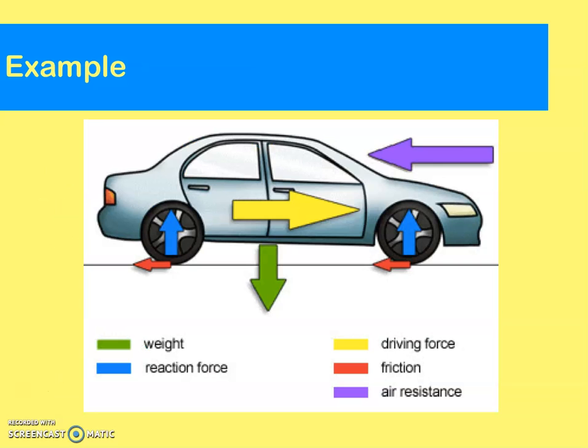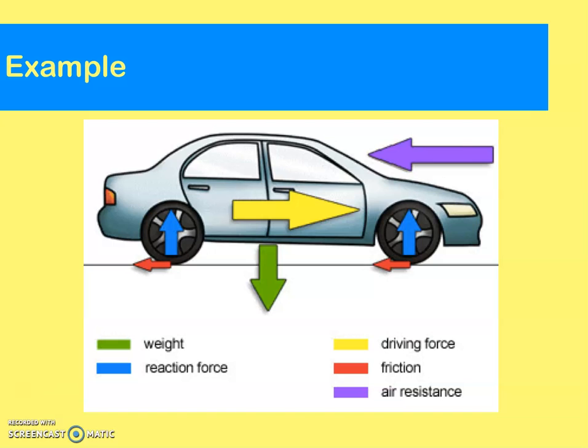So let's look at one example in more detail. If we look at the car, we can see a load of different arrows. We know from last lesson that the size and the direction of the arrow tells us the size and the direction of the force. So if we look at the first arrow, the green arrow pointing downwards, that is weight. That tells us how much gravitational force is pulling the car down towards the earth.